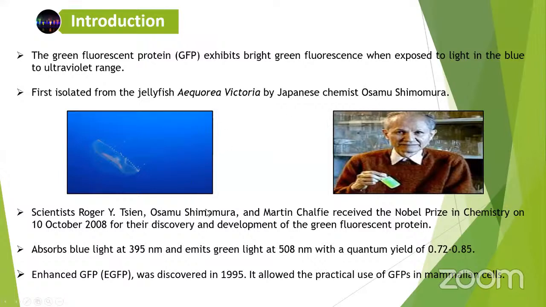Scientists Roger Y. Tsien, Osamu Shimomura, and Martin Chalfie received the Nobel Prize in Chemistry on 10 October 2008 for their discovery and work on this fluorescent protein. It absorbs blue light at 395 nanometers and emits green light at 508 nanometers with a quantum yield of 0.72 to 0.85. An enhanced version of GFP was discovered in 1995, and it allowed for the practical use of GFP in mammalian cells or in biological systems.